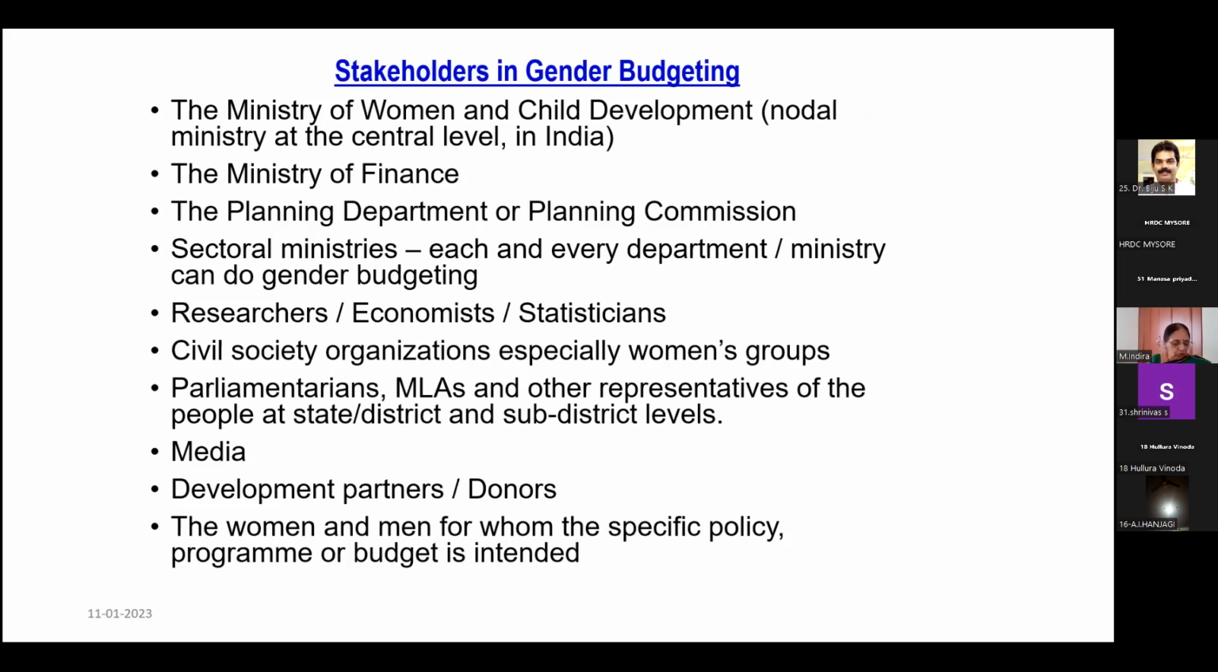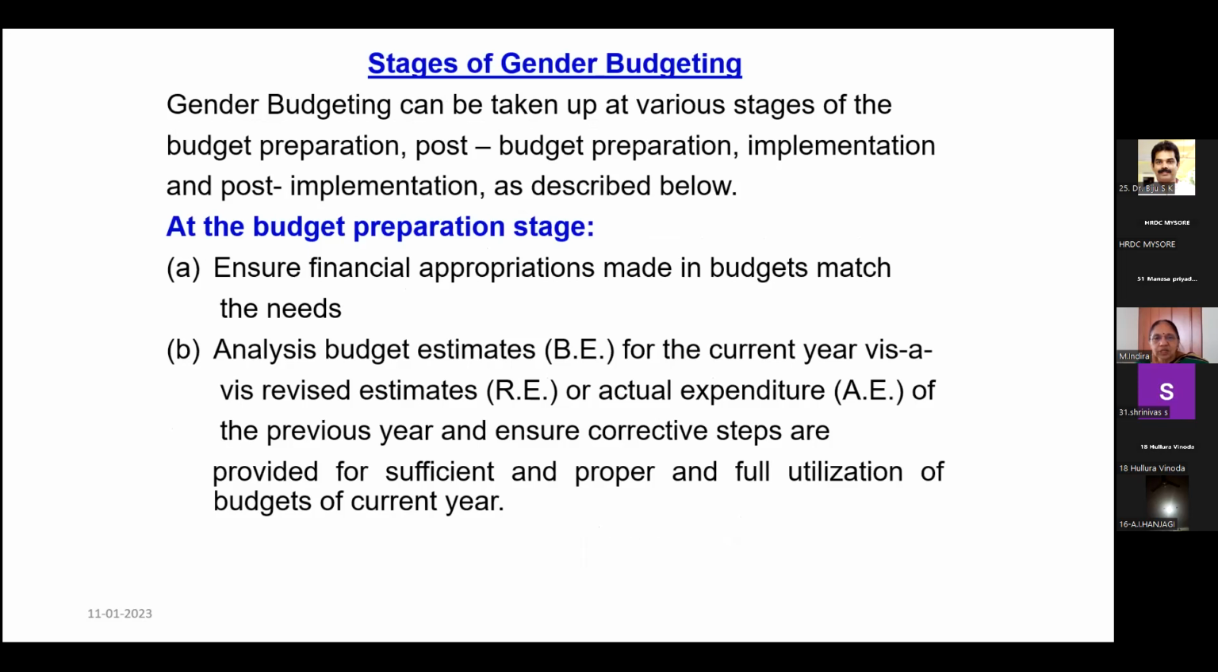The stakeholders in gender budgeting are the Ministry of Women and Child Development and the Ministry of Finance. All these people are involved in the gender budget statement. Gender budgeting takes place at the budget preparation stage, to ensure financial appropriations made in the budget match the needs, and to analyze the budget estimates for the current year, the revised estimates, and the actual expenditure of the previous year.